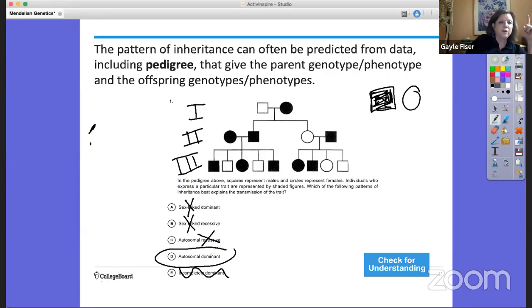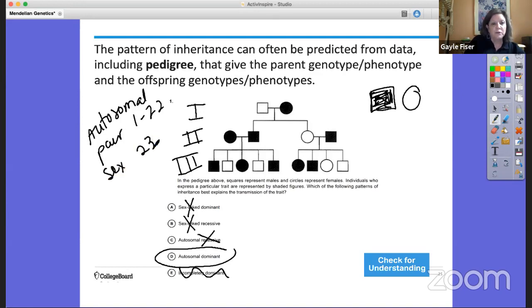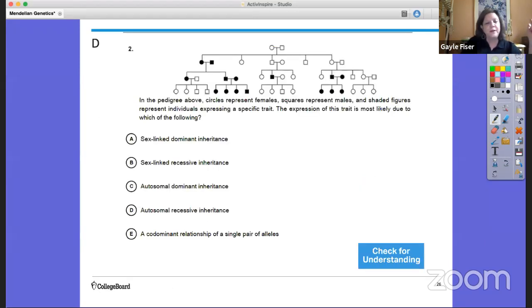And the word autosomal is referring to body chromosomes, like pairs. In us, it would be pair 1 through 22. And then we would have our sex chromosomes, which would be pair 23. So that's where this word autosomal means body chromosomes. All right, so let's do another one.